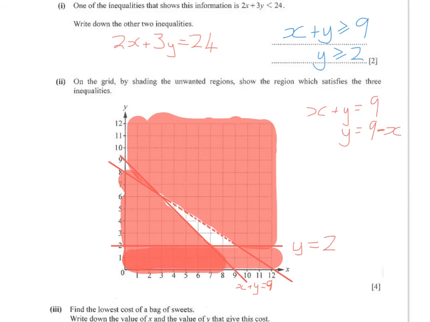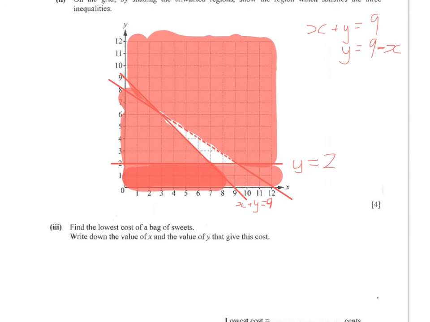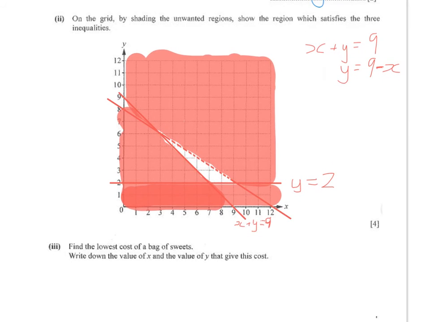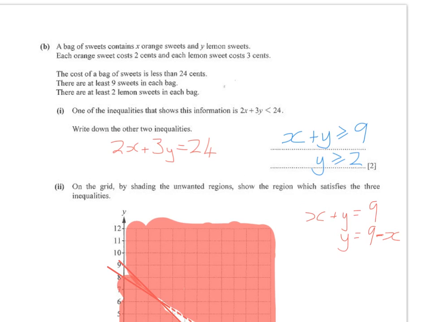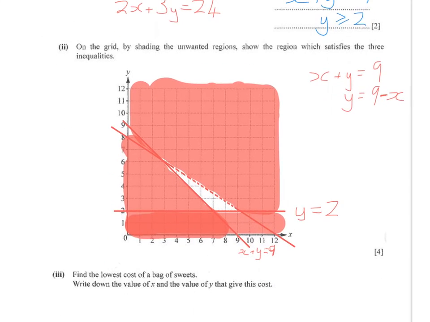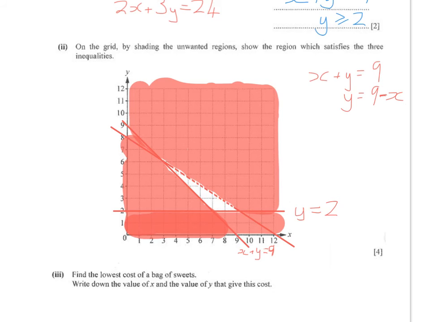So now let's apply that to solve a problem. Find the lowest cost of a bag of sweets, and the value of x and the value of y that give this cost. Now if you look earlier, the more expensive are the lemon sweets. They cost 3, and the lemon sweets are y. So we want to minimise the number of y sweets in there, which means it's going to be somewhere low down. And if we try out a few of these points, you quickly find that the lowest one is this point here. Let's make that a bit bigger. Oh, what an ugly green blob. There is that point there.